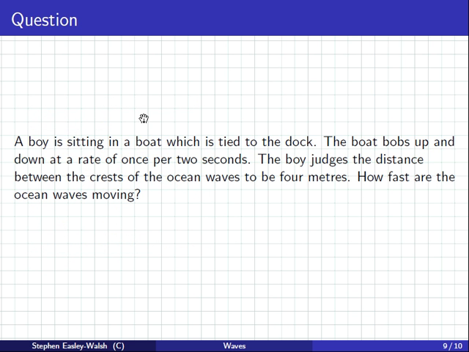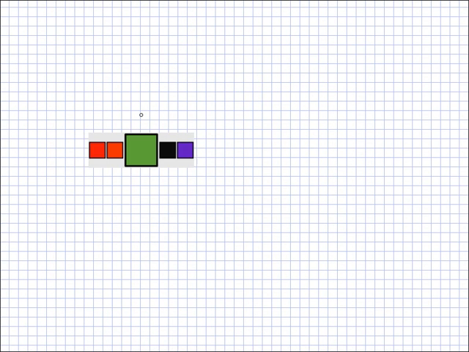Right, continuing. So let's have a look at an example. A boy is sitting in a boat which is tied to the dock. The boat bobs up and down at a rate of once per 2 seconds. The boy judged the distance between the crests to be 4 meters. How fast are the ocean waves moving? So I'll just draw a quick picture and then we'll go back to the question.